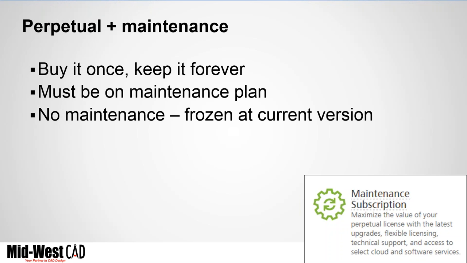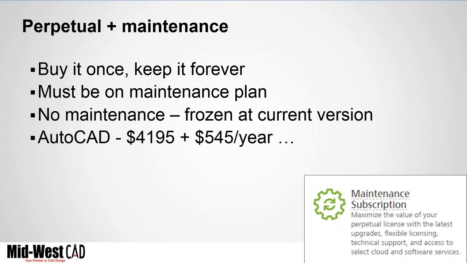If you, however, do not opt to keep your perpetual licenses on maintenance, it will be frozen at the current release version that you have, and it will not be upgradable. And that's an interesting thing to note in this policy. It'll be frozen at whatever version you have, and it will not be updatable. Let's look at just a plain vanilla AutoCAD license, for example. The suggested price for that is $41.95, and then the maintenance subscription is suggested at $545 per year. So this gives you everything that you would need to know about what it will cost to buy it right now and what it will cost you to keep it current on a year-over-year basis.